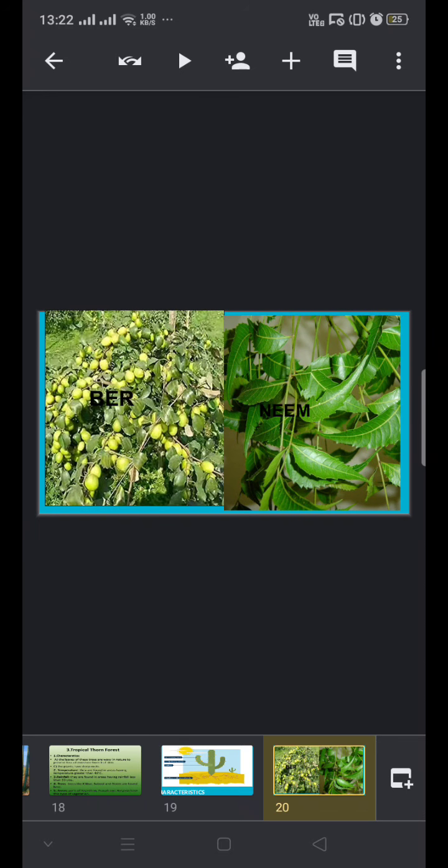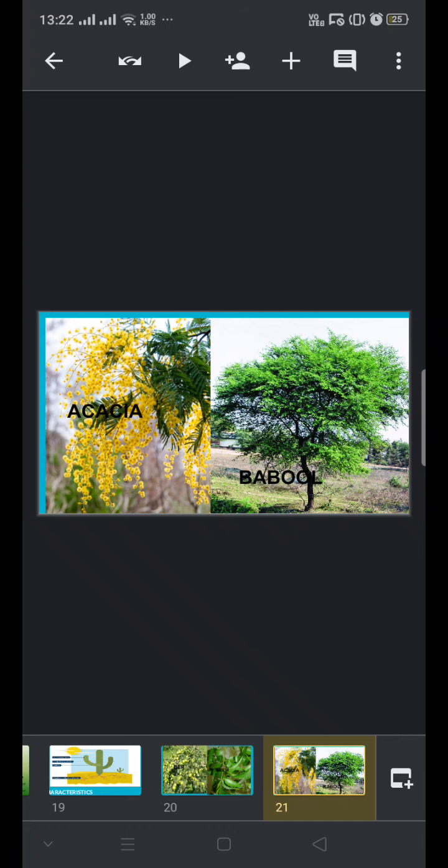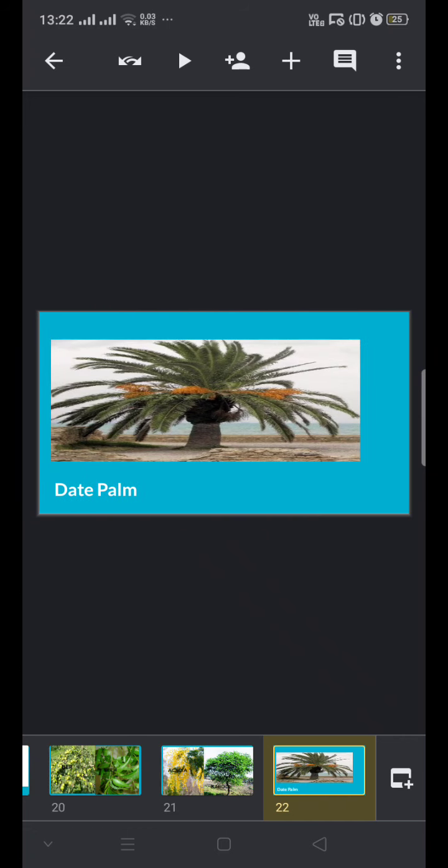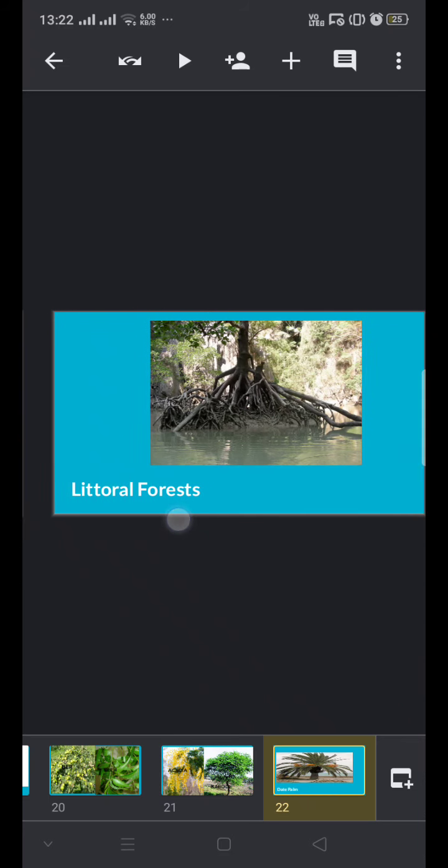Now, the trees which grow well in tropical desert: bear is one of the trees, then neem, acacia, and it is babool. This is date palm here.